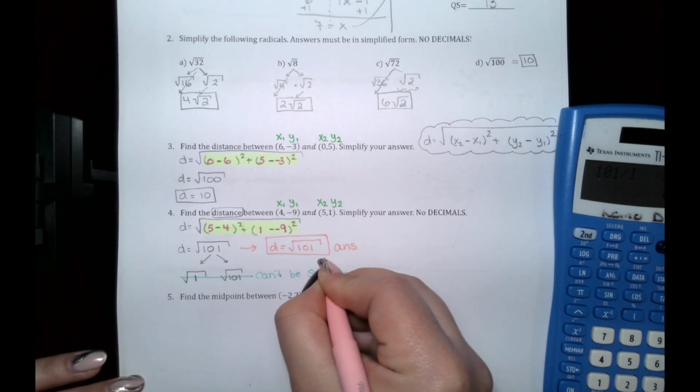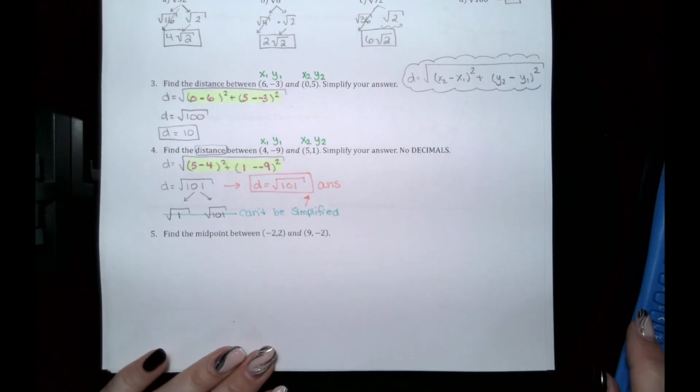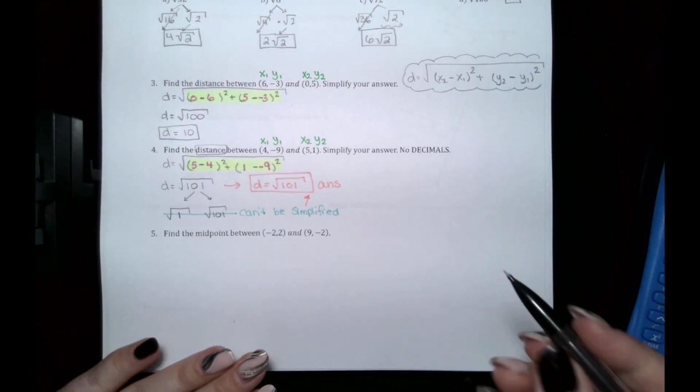And that is because it cannot be simplified. If you can simplify, you must simplify. Next question is asking us to find the midpoint. So midpoint has its own formula.